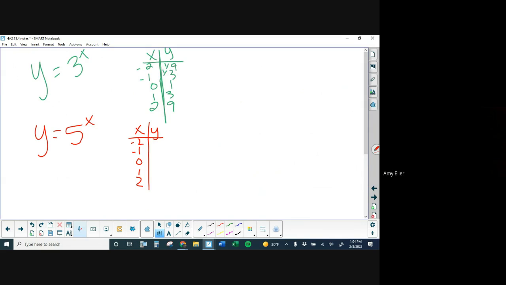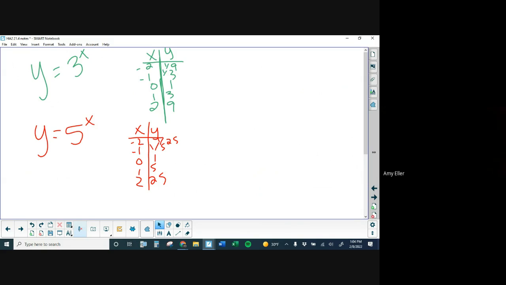Maybe you want to start with the easy numbers again, like 0. Anything to the 0 is 1. 5 to the first is 5. 5 to the second is 25. 5 to the negative second is the same as 1 over 5 to the second. 5 squared is 25. And then this is going to be 5. You don't have to show work, but this is how you get it.